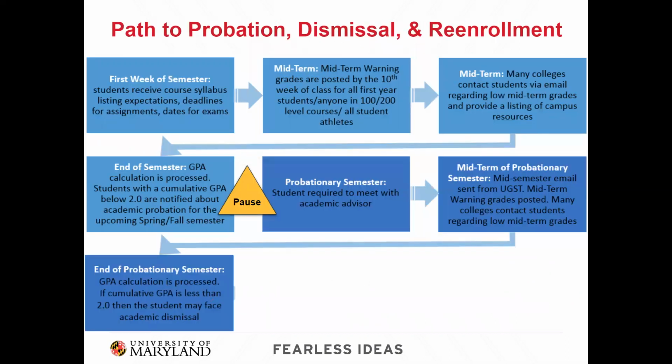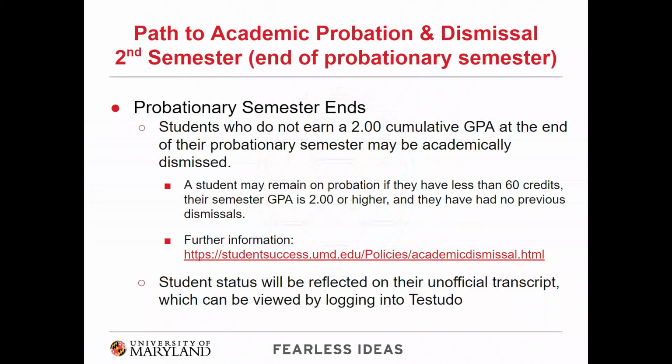By the end of the probationary semester, the GPA calculation is processed. If cumulative GPA is less than 2.0, then the student may face academic dismissal. Students who do not earn a 2.0 cumulative GPA at the end of this semester may be academically dismissed.